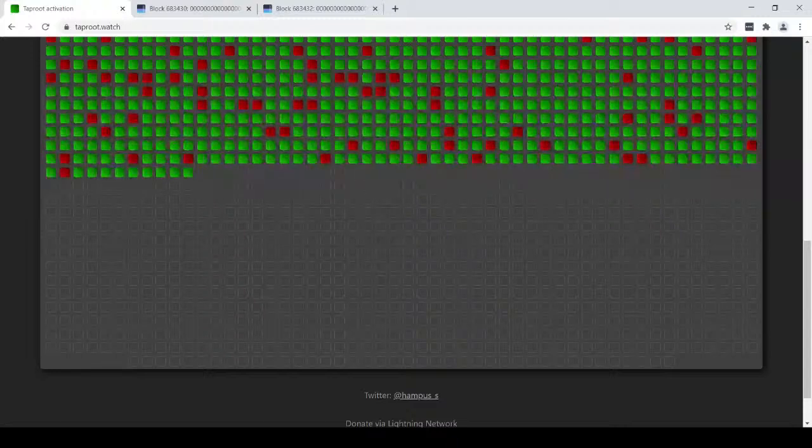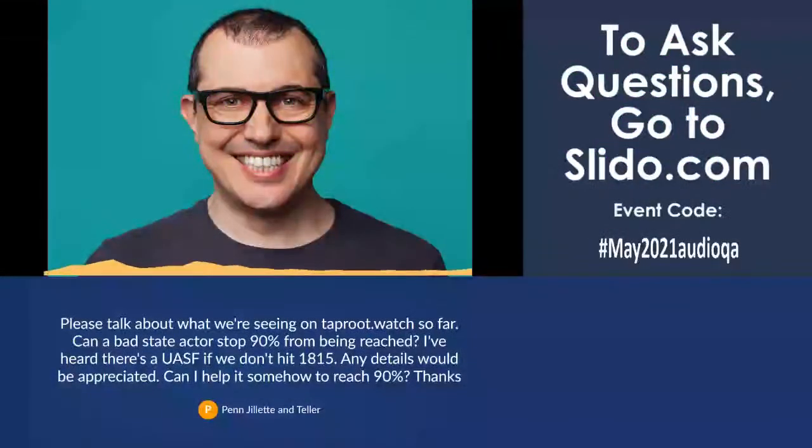And of course, one thing to keep in mind here is that we can see which miners are activating, and we can see which miners, or mining pools, are holding back. So ironically, what's going to happen here is if there's one or two holdouts, they're going to start getting all kinds of pressure from the community. Now back to Penn and Teller's question. So first of all, can a bad state actor stop 90% from being reached? A state actor that controlled the mining pool, yes, certainly, that is possible. I think it's extremely unlikely.